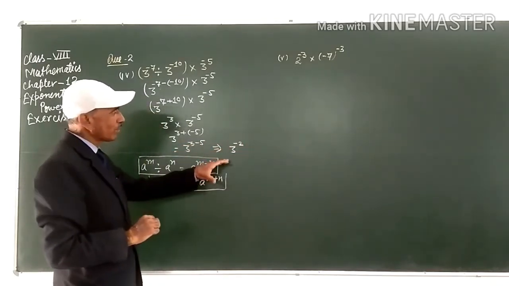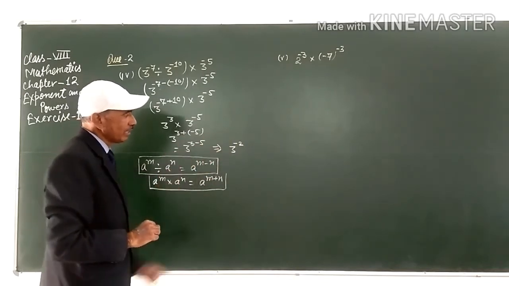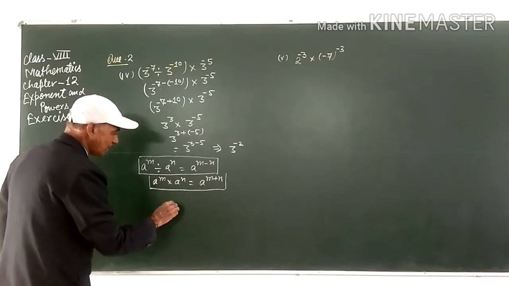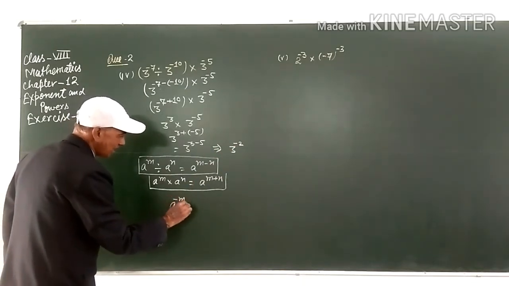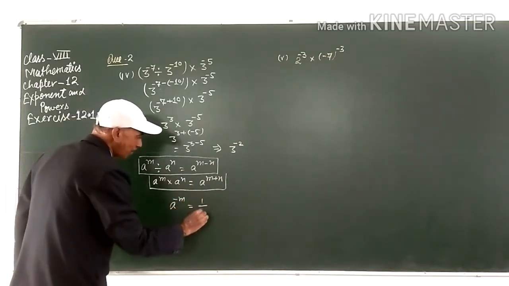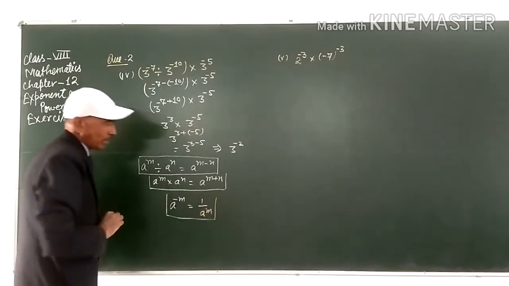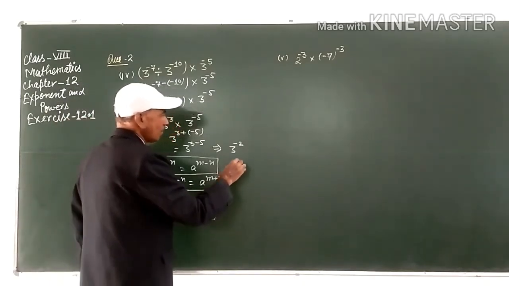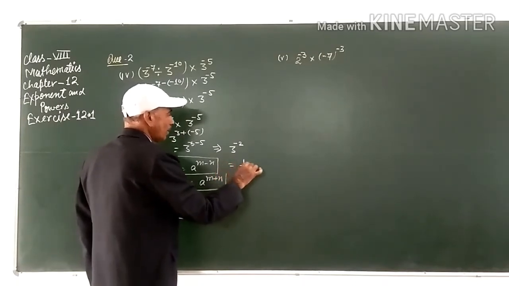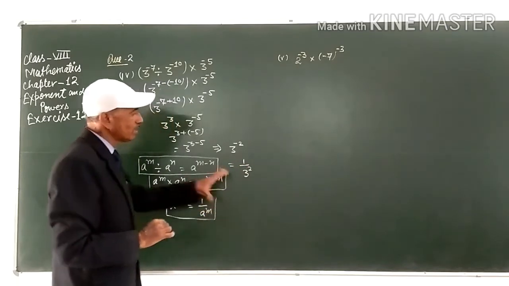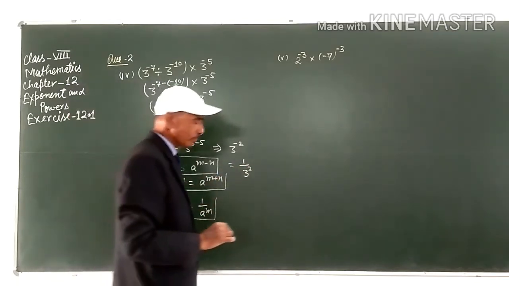Students, but we have to write the exponent in its positive way. So, we have to use another rule, that is a to the power minus m is equal to 1 upon a to the power m, this one. So, using this we will write here 1 by 3 to the power 2. This one is the answer, student.